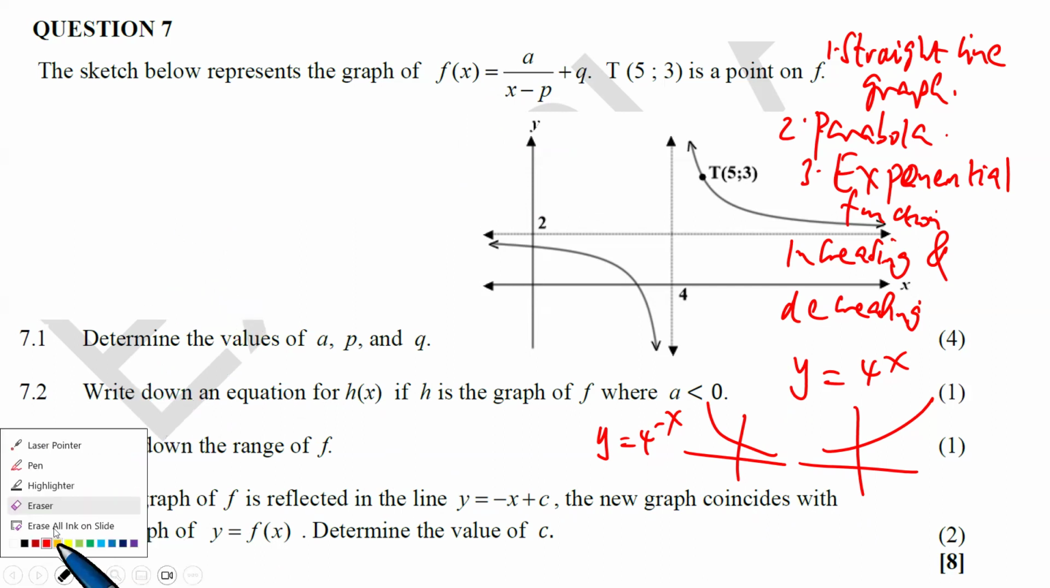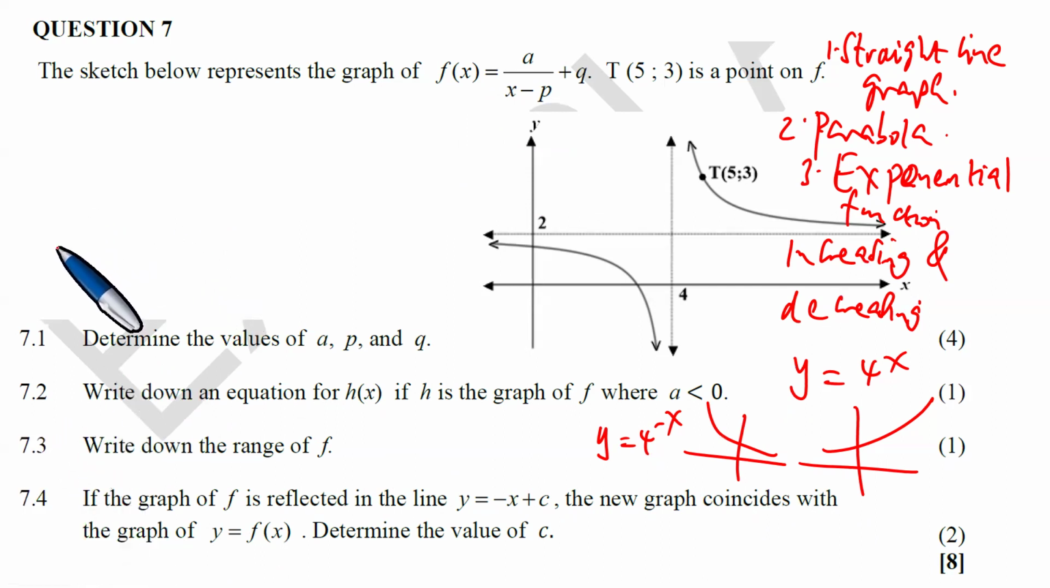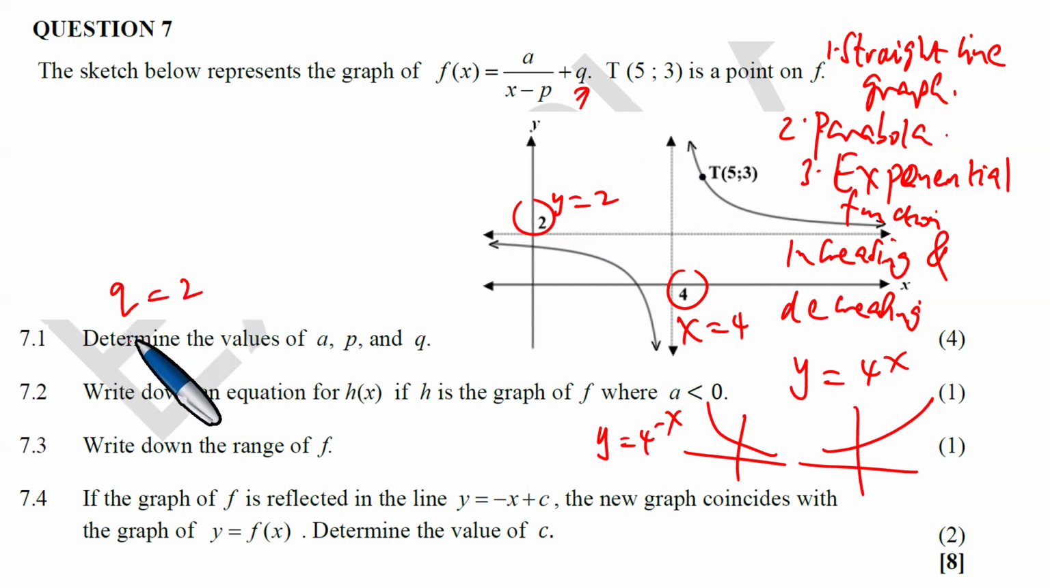So in determining the values of a, p, and q, we have the following. We have a point. Here you have x equals 4, and you have y equals 2. And obviously this always relates to the q there. So it means that clearly our q equals 2. The q is the easiest one to quickly get because it relates to y.